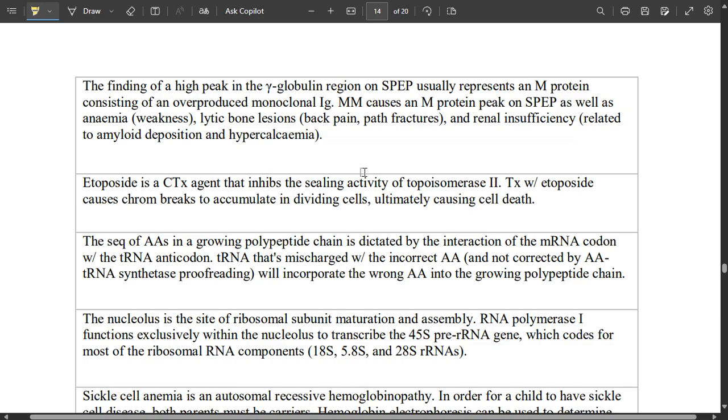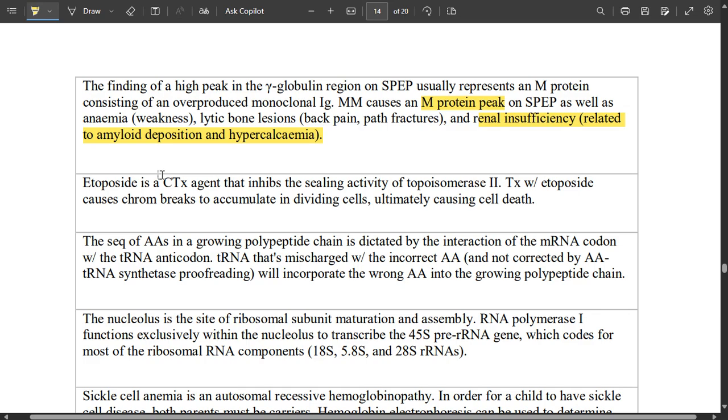Gamma globulins mean immunoglobulins. So because of overproduced monoclonal immunoglobulins, there is a spike in the gamma globulin region, which represents an M protein. In multiple myeloma, there is an M protein peak on SPEP, as well as anemia, weakness, lytic bone lesions, back pain, pathological fractures, and renal insufficiency related to amyloid deposition and hypercalcemia. Renal insufficiency occurs because of amyloidosis and hypercalcemia.